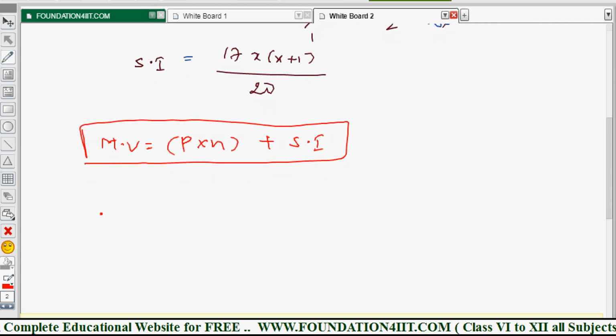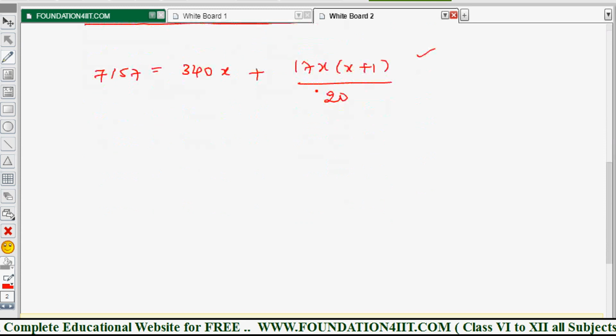Now just apply it. The maturity value is given according to the problem, that is 7157. Okay, and the P value is 340, into N which is x, 340x, plus the simple interest you can take from this, that is 17 into x into x plus 1 by 20. Now this equation you have to simplify to get the value of x.